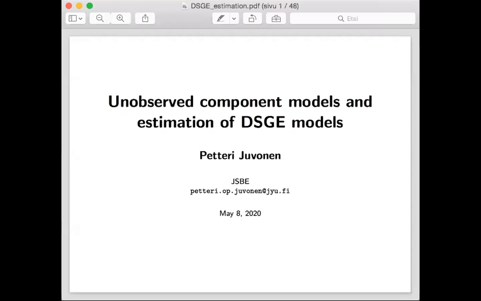This lecture is about unobserved component models and estimation of DSGE models. These themes are related since a DSGE model is an unobserved component model, since the variables in the model are not observed directly.